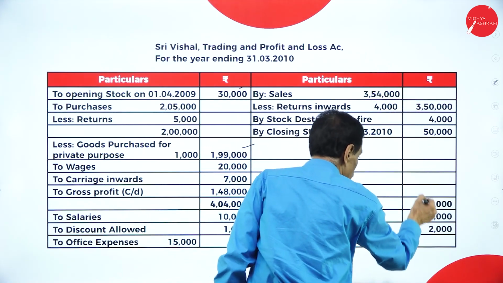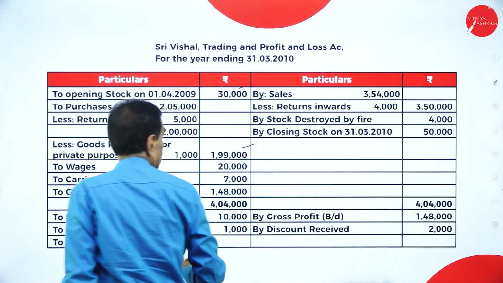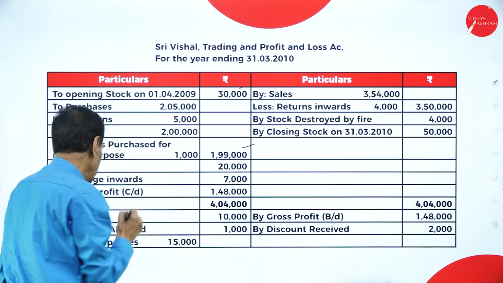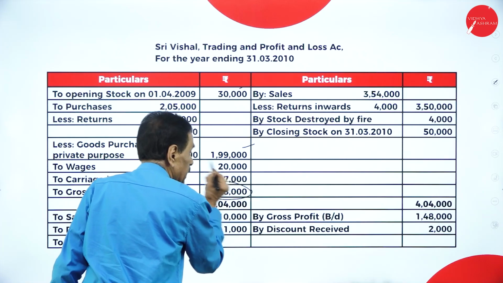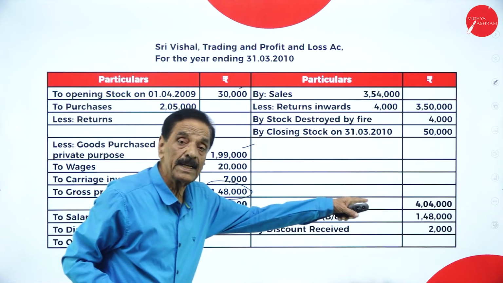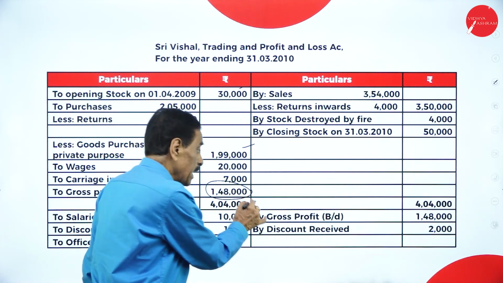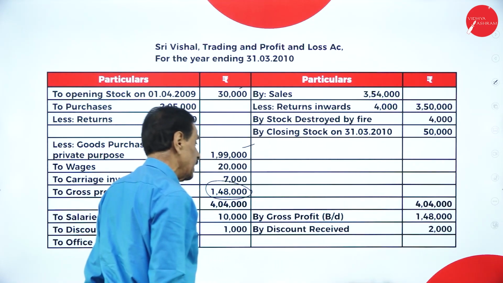If we add this figure 4,04,000, the credit side is more than the debit side. The difference, the available gross profit, is 1,48,000. If it comes to this side, it's a gross loss. By gross profit brought down 1,48,000.